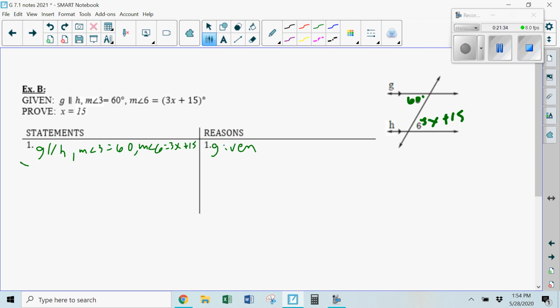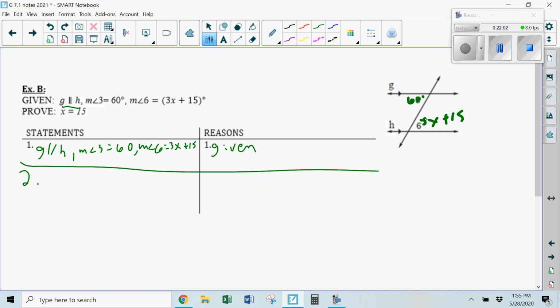If you like lines, that's fine. You can draw a line like we've had in our other notes. Now, how are we going to figure out what x is? What do we know about the relationship between angle 3 and angle 6? Do we know anything? Are they called anything? Yeah, they are called alternate interior angles. And because the lines are parallel, we know that those are going to be congruent.